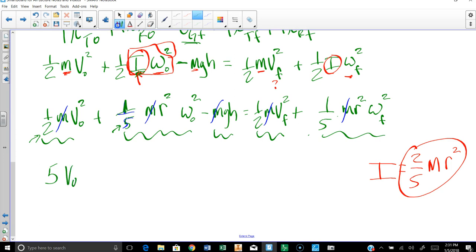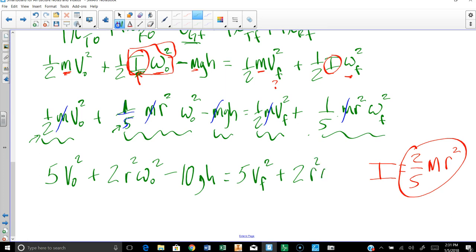So you got 5 v0 squared plus 2. I did the m again, too. Canceled that, right? You saw me do it. What am I doing? 2 r squared omega 0 squared, original squared, minus 10 gh equals 5 v final squared plus 2 r squared omega final squared. Now I don't have fractions to worry about. Makes things a little easier in my head.